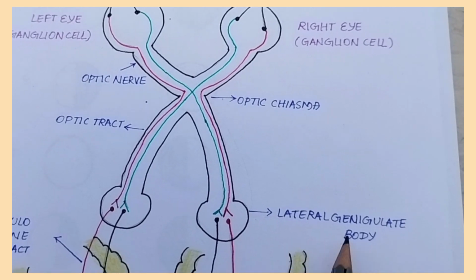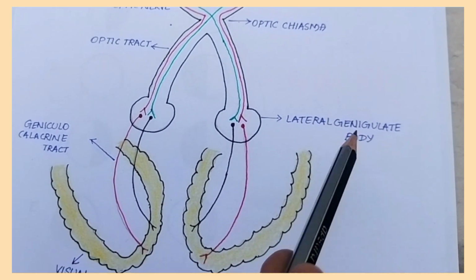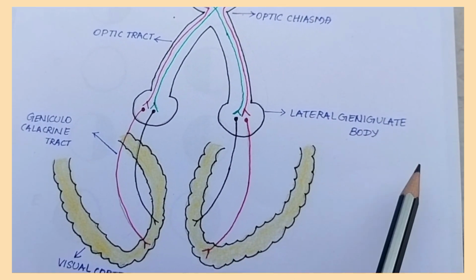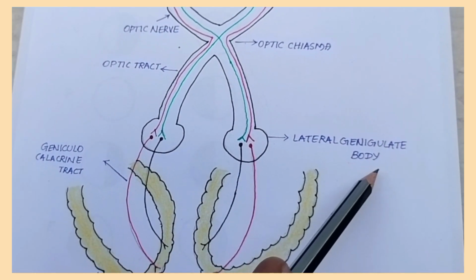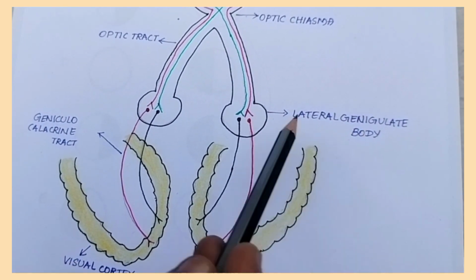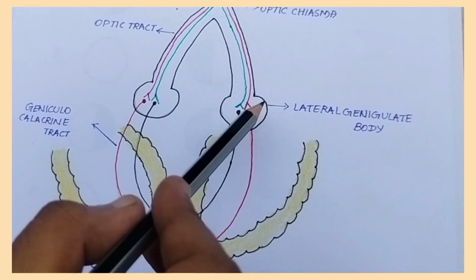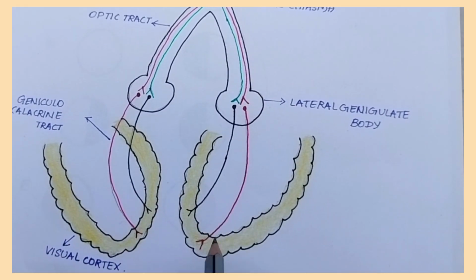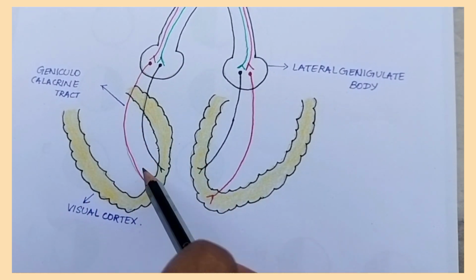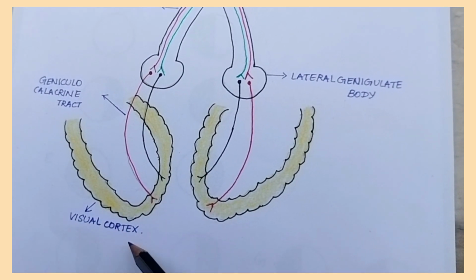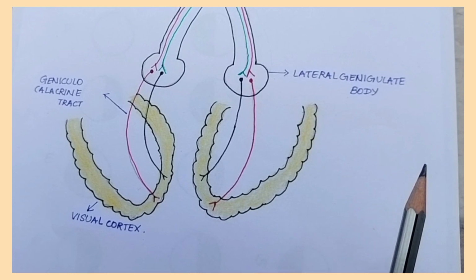In thalamus, the lateral geniculate body is the visual relay center, and medial geniculate body is the auditory relay center. Here, the fibers relay in the lateral geniculate body, and from there it goes to reach the visual cortex. These fibers are known as geniculocalcarine tract, and when it reaches the visual cortex, we are going to see the object.